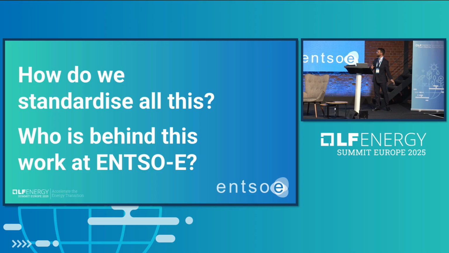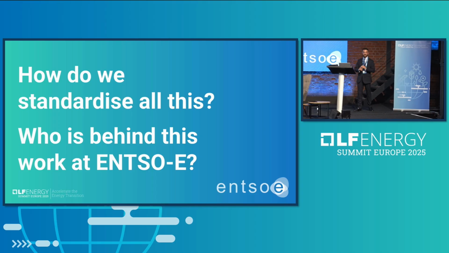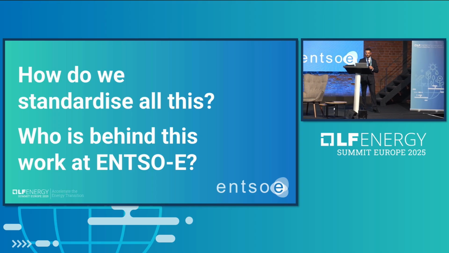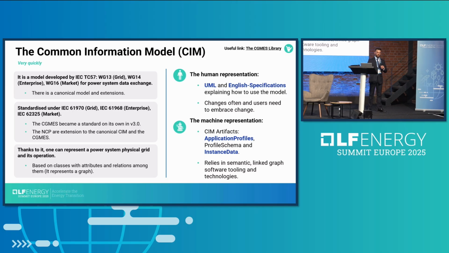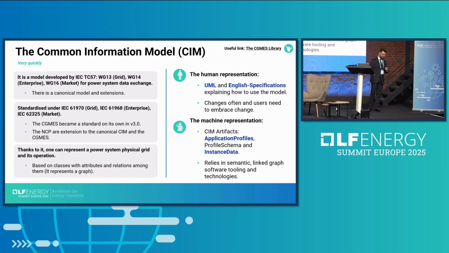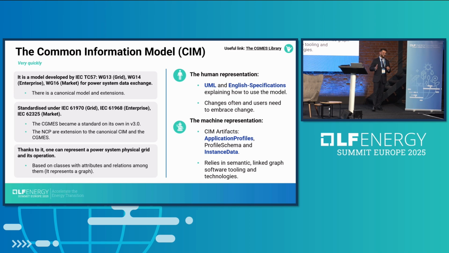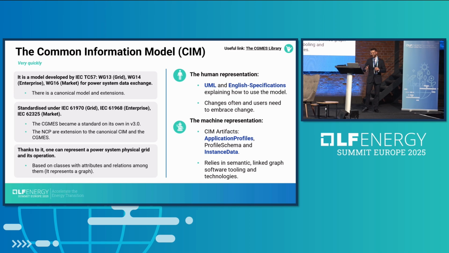Now, how do we standardize all that? And who is behind this work at ENTSO-E? This is where the Common Information Model comes in. It's just a model, but it's difficult to work with. It is developed under the IEC Technical Committee 57 umbrella, and there are 3 relevant working groups: working groups 13, 14, and 16, for grid, which is our focus today, enterprise, and market.